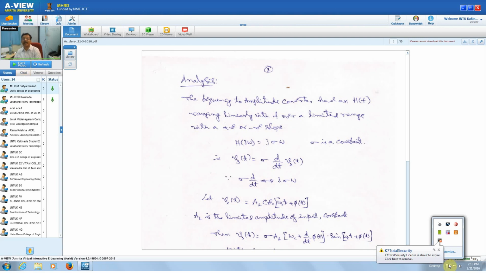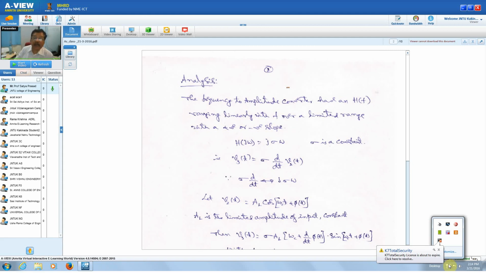Therefore, the typical transfer function of this frequency to amplitude converter, H of j omega, we can say is simply sigma j omega, where sigma is a proportionality constant that we are going to have. So as the frequency omega changes, your H of j omega changes. So if we take the magnitude, these frequency variations are going to change as the magnitude variations that we are going to have.